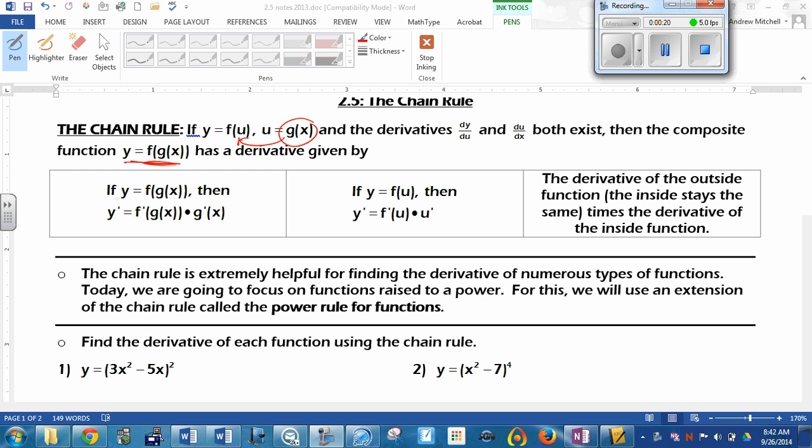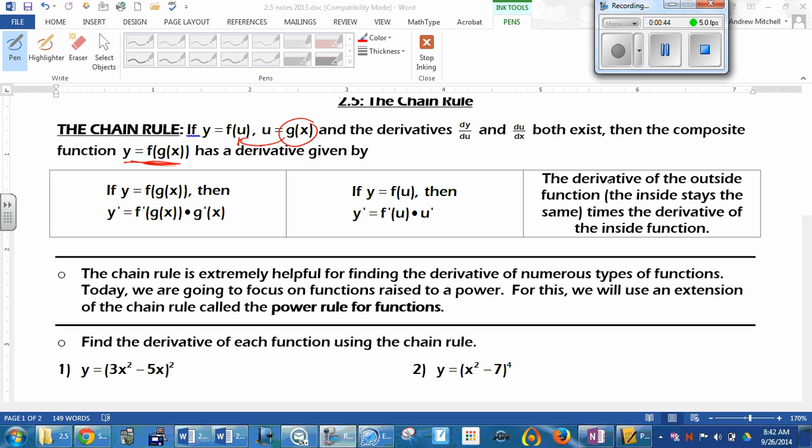For this, if y equals f of g of x, so we've got basically a function inside of a function, then the derivative of y is going to be the derivative of the outside function, right? Inside part stays the same, times the derivative of the inside function. So derivative of f of g of x times derivative of g of x. And it's kind of written out in words, like I just said them right over here. Derivative of the outside function, the inside stays the same, times the derivative of the inside function.